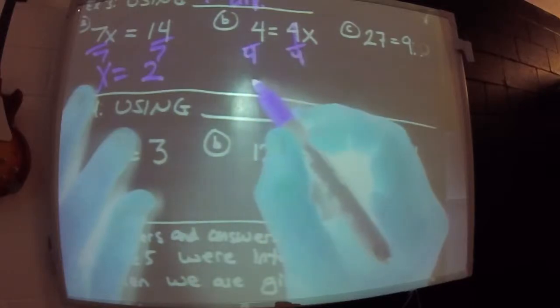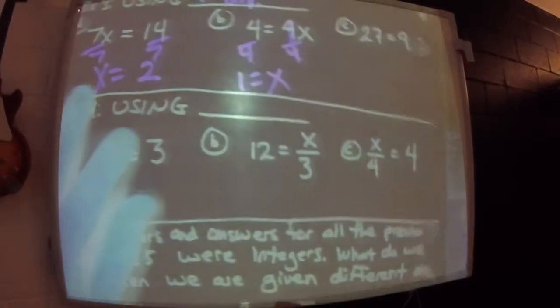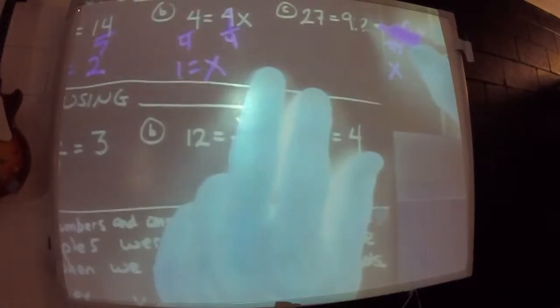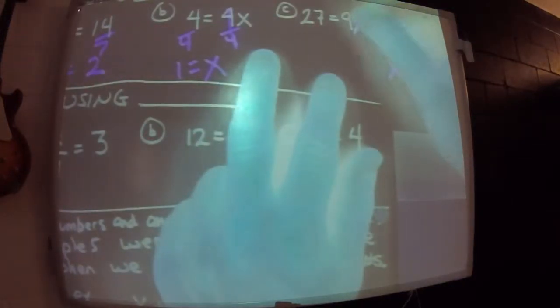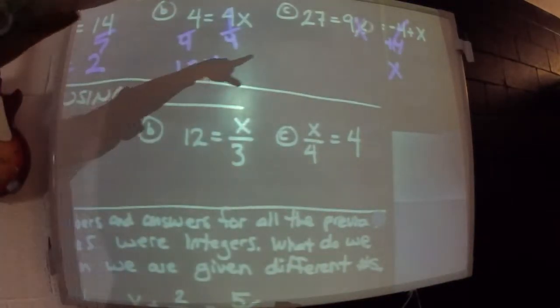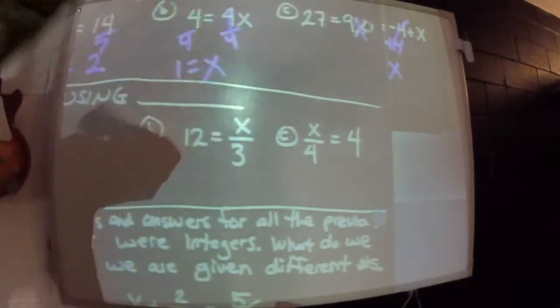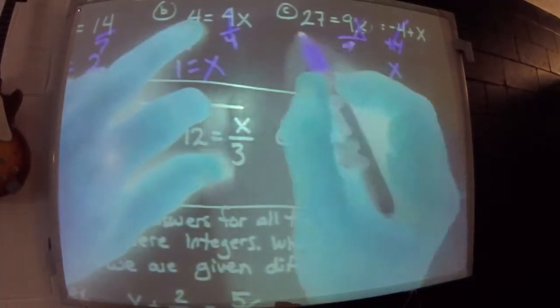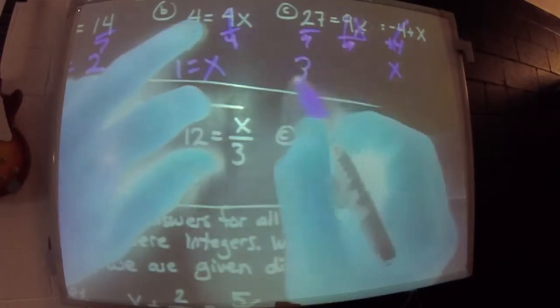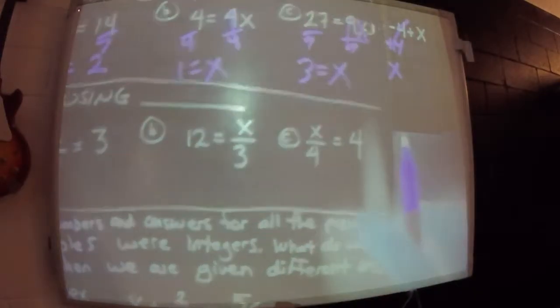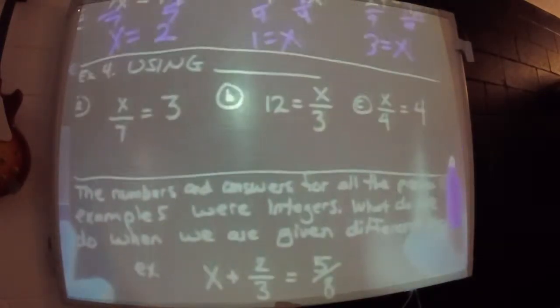4 divided by 4 is? Y, which equals x. And this is supposed to say 9x, but the hole punch knocked it out. But the coefficient is 9, so we divide both sides by 9. 9 equals 3. Sorry about the hole punch. 3 equals x. And lastly, multiplication.